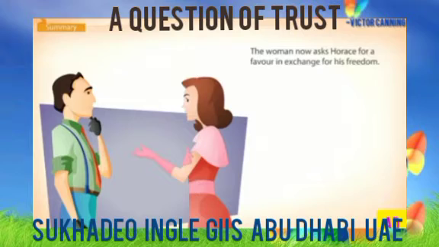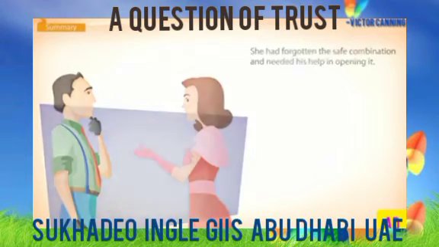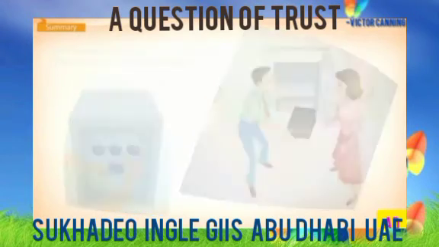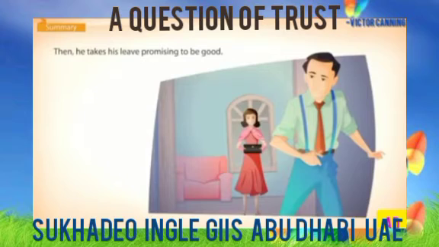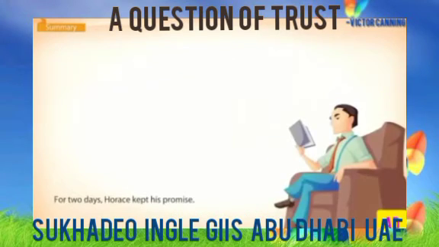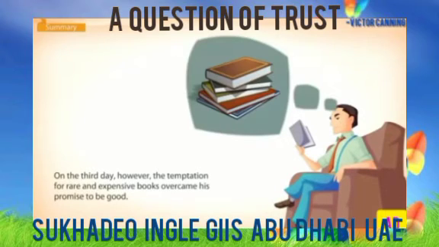The woman now asks Horace for a favor in exchange for his freedom. She had forgotten the safe combination and needed his help in opening it. Horace, eager to help her, opens the safe and hands the jewels over to the woman. Then he takes his leave, promising to be good. For 2 days, Horace kept his promise. On the 3rd day, however, the temptation for rare and expensive books overcame his promise to be good.